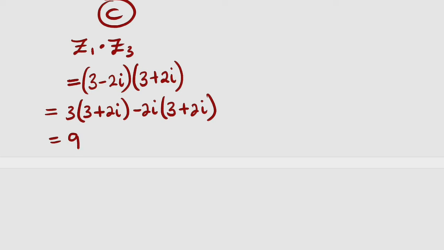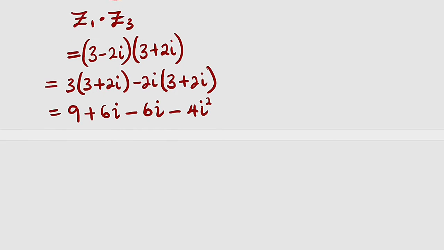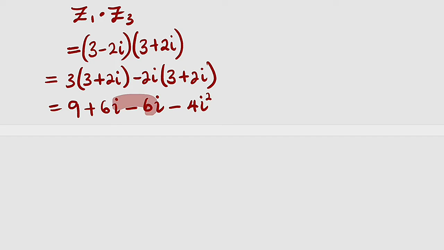3 times 3 is 9. 3 times 2i is 6i. Then minus 2i times 3 is minus 6i. Minus times plus is minus. 2i times 2i is 4i squared. The middle terms will automatically cancel. So what do we have? We have 9 plus 4, because this minus will turn to positive after evaluating i squared, which is negative 1. So this is the same thing as 13, which is just a real number.